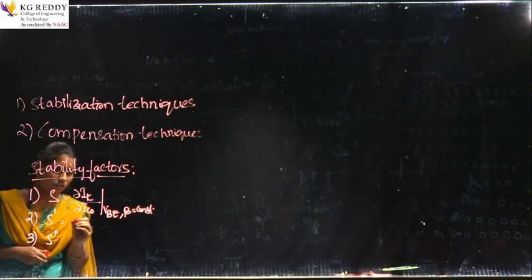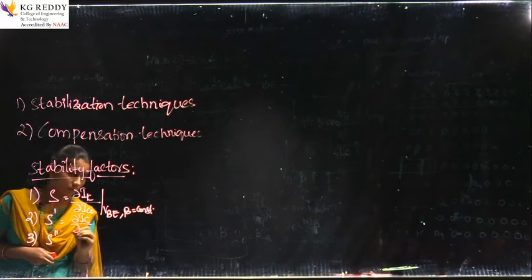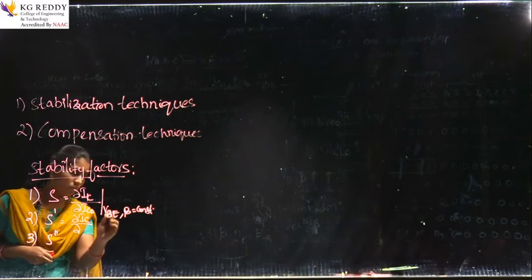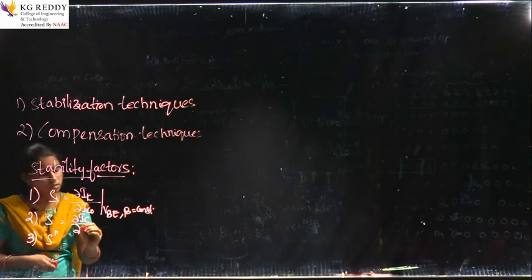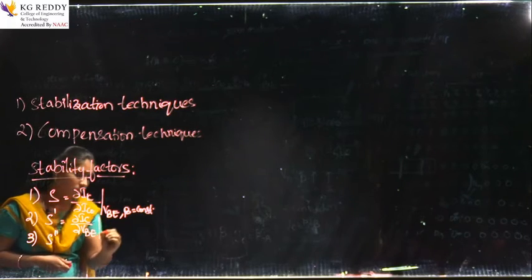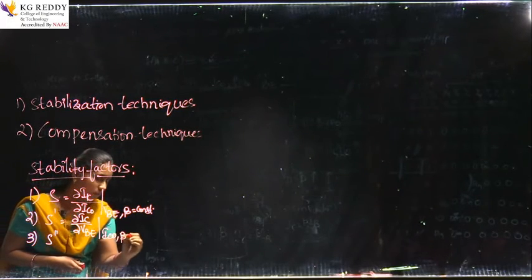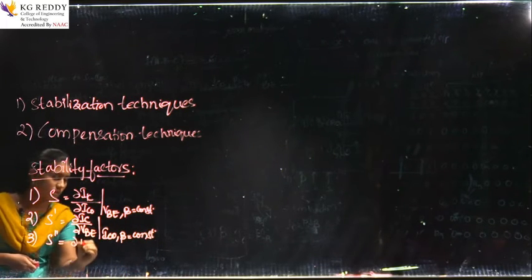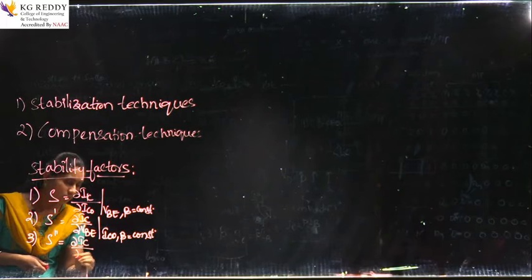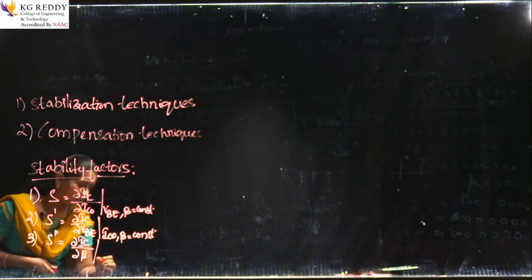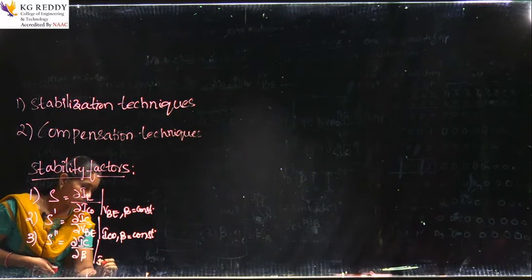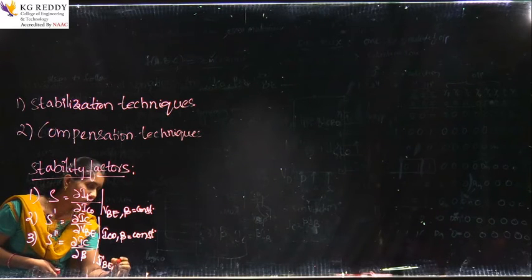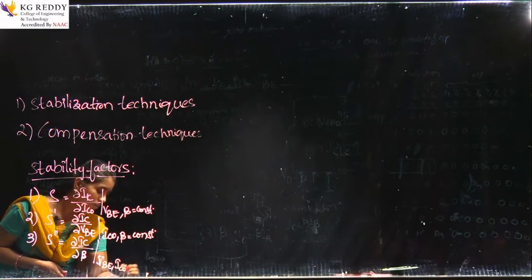And S dash is dou IC by dou VBE, the change in IC with respect to VBE, keeping ICO and beta constant. The third stability factor is dou IC by dou beta, keeping VBE and ICO constant.